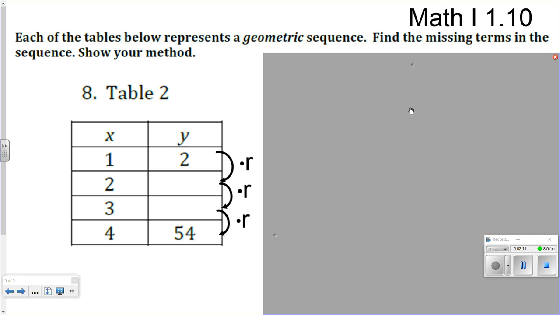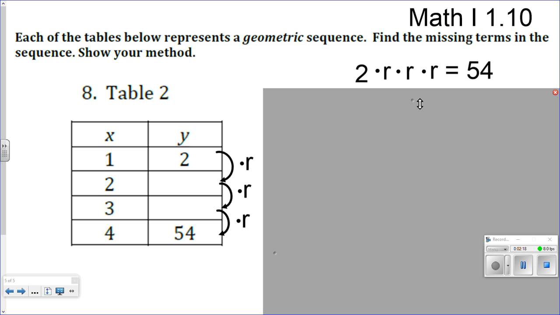And of course, when we have that kind of situation, we can place that into an equation. So what I have done here is I have taken my visual, 2 times R times R times R equals 54, and I've placed it into an equation. And as we know, when we have an equation with only one variable, we do have 3 R's, but they're all the same, so we can figure out what that variable is. We can solve for that single variable.